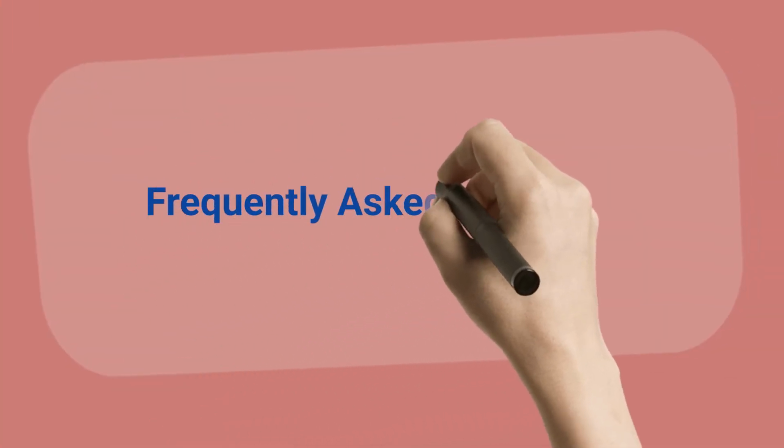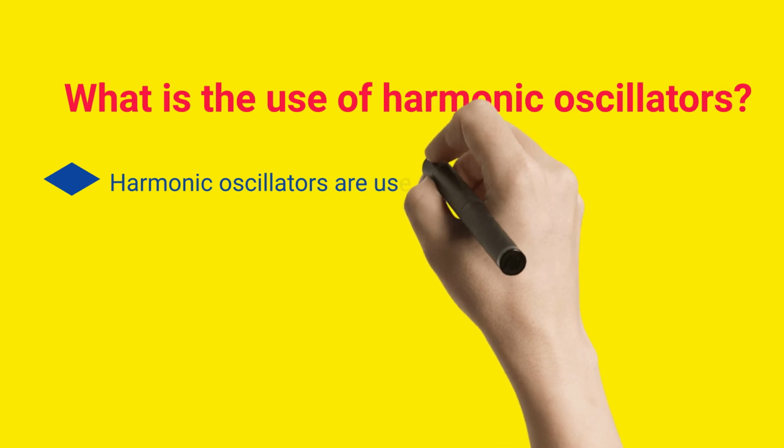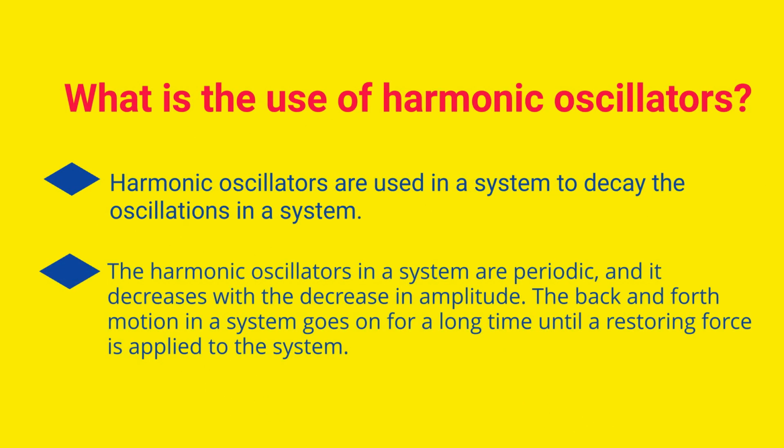Frequently asked questions. What is the use of harmonic oscillators? Harmonic oscillators are used in a system to decay the oscillations in a system. The harmonic oscillators in a system are periodic, and it decreases with the decrease in amplitude. The back and forth motion in a system goes on for a long time until a restoring force is applied to the system.